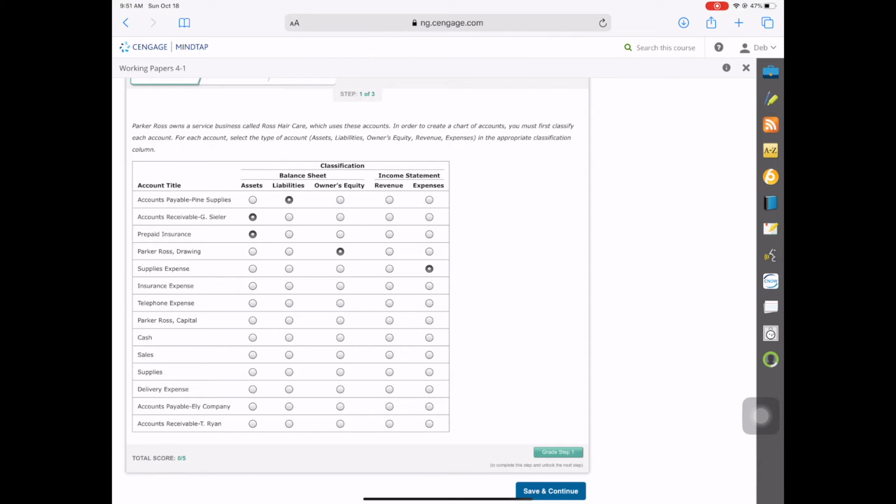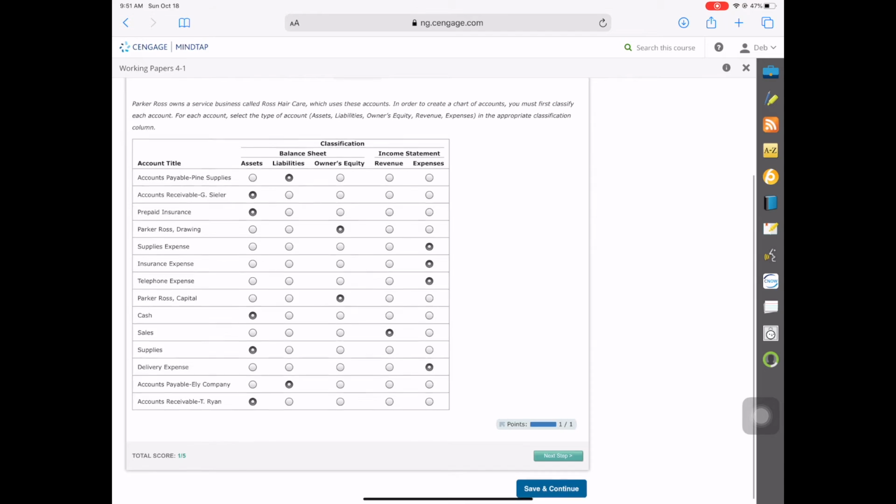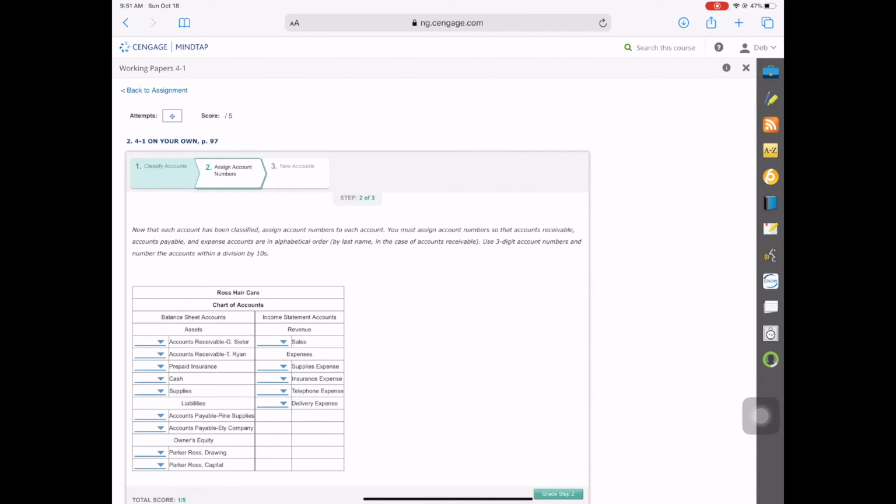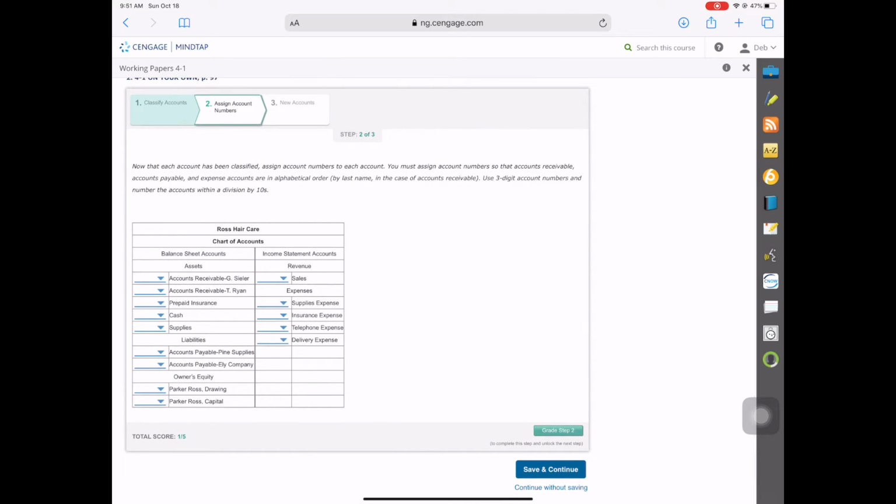Your expense account would be expenses. Your capital account would be owner's equity. Your cash would be asset. Sales would be revenue. Supplies is an asset. Delivery expense is an expense. Accounts payable is a liability, and accounts receivable is an asset. So once you have graded step 1, you will continue to the next step. On this one here, now that you have classified each one into their own account, you must assign numbers so that each accounts receivable, payable, and expense accounts are in alphabetical order by last name.